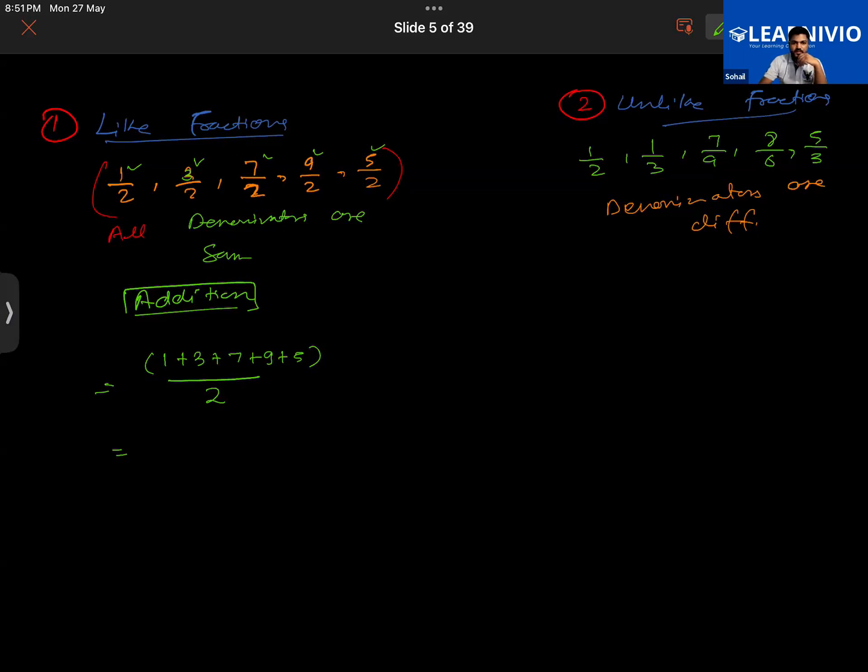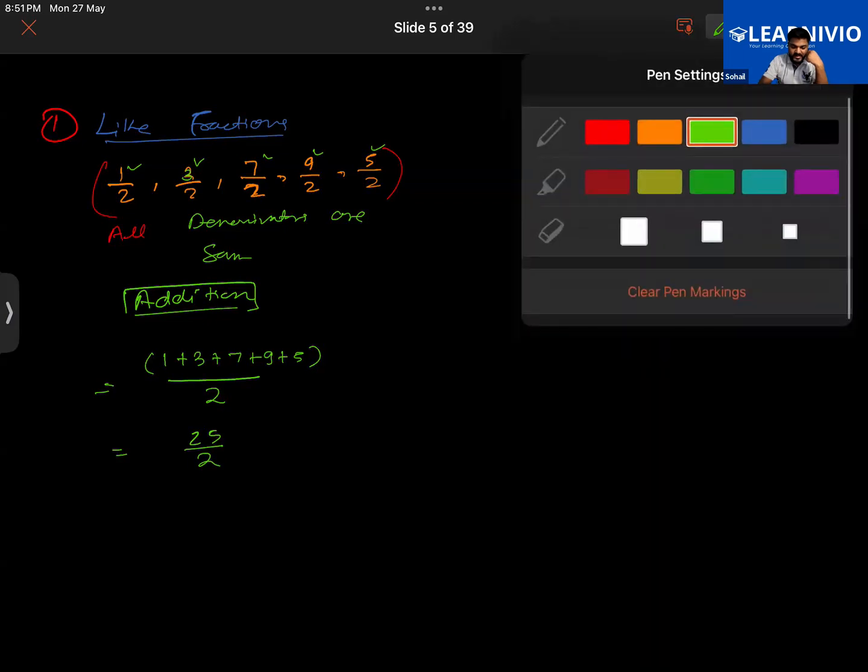26? How can it be 26? 1 plus 3 is 4, 4 plus 7 is 11, 11 plus 9 is 20, 20 plus 5 is 25. Getting it, Moaz? 25 upon 2. So their addition is very simple.